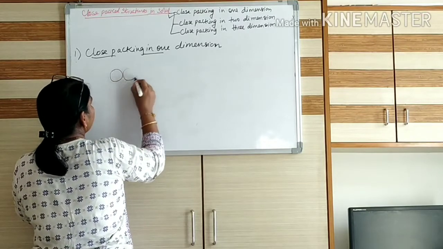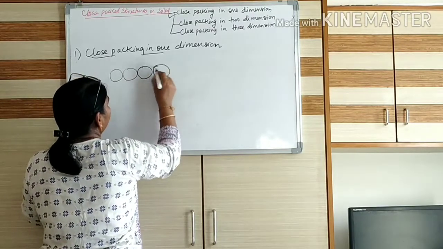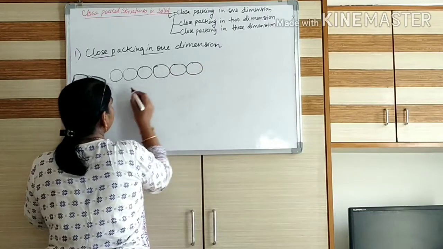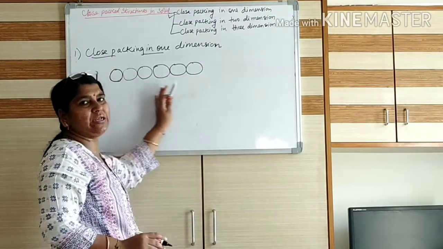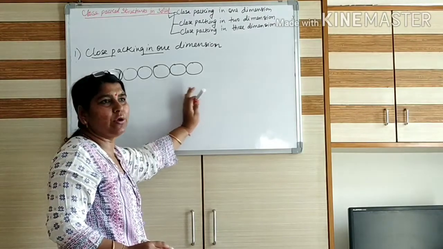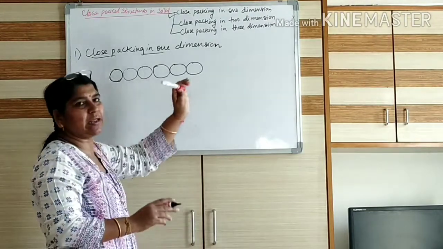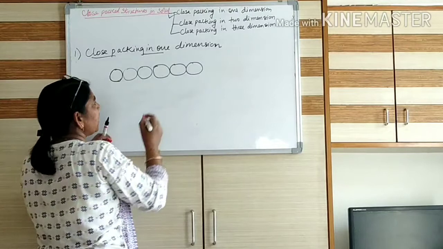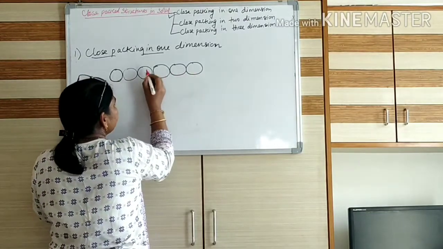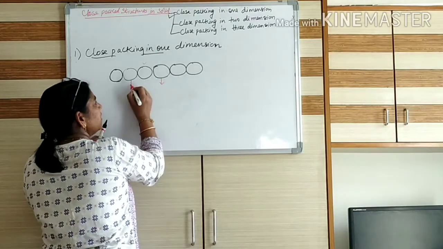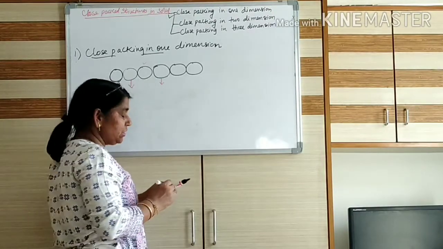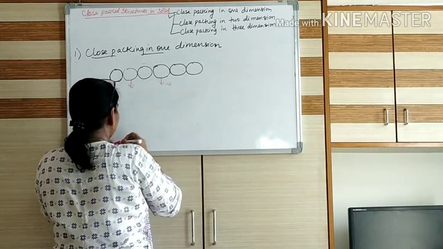This is the arrangement in 1 dimension. There is only one way to arrange the particles. They grow in one direction, linear arrangement. It is called linear arrangement. And this arrangement is here. If I'll take this particle, so how many neighboring atoms are there? There are 2 neighboring atoms. These are the nearest neighbors.